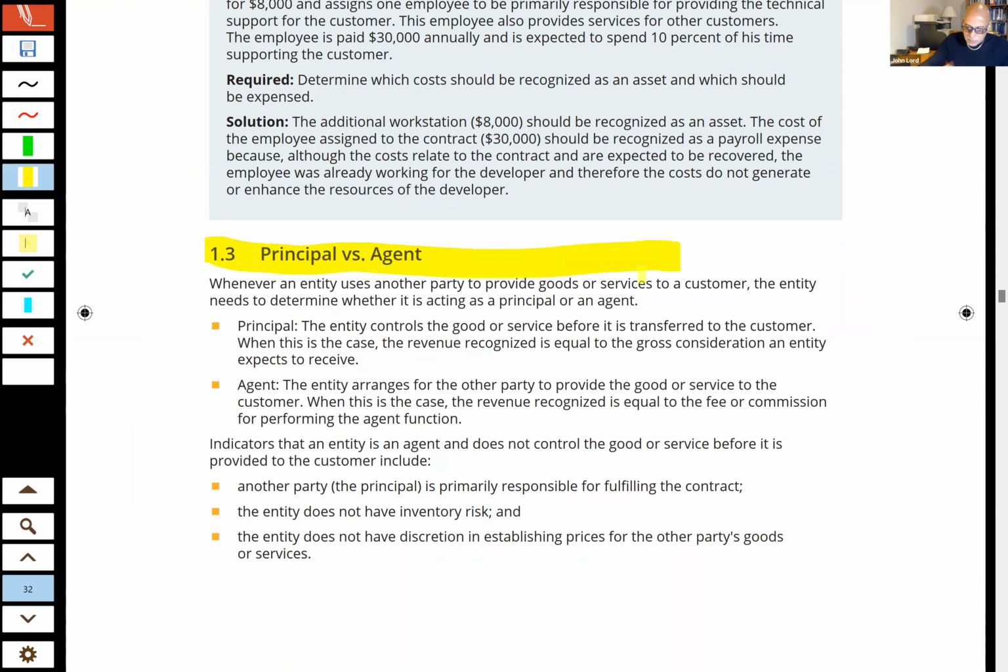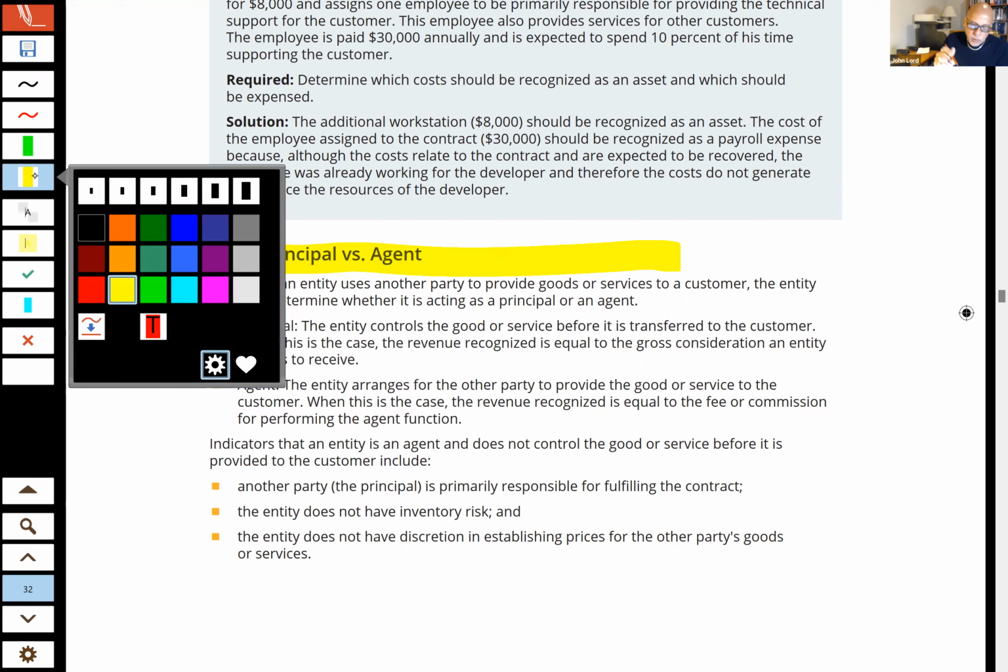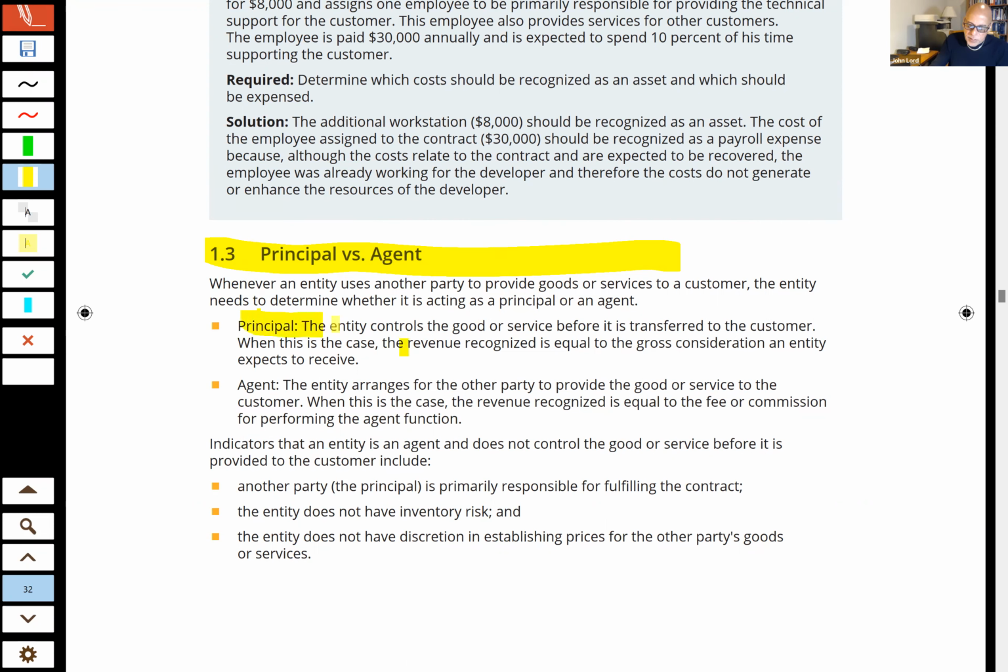So principal versus an agent. What's going on here? Let's say you're going to buy a shirt from Nordstrom. Do you think Nordstrom is a principal or an agent? Before you answer, let's look at the definition. The entity controls the good or service before it is transferred to the customer. When this is the case, the revenue is equal to the gross consideration the entity expects to receive. So go back and flashcard that definition.